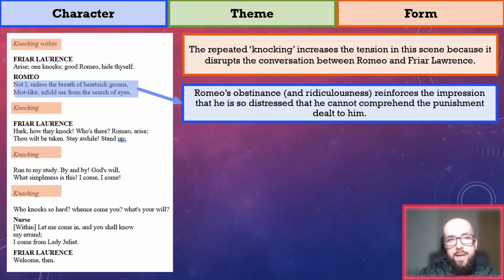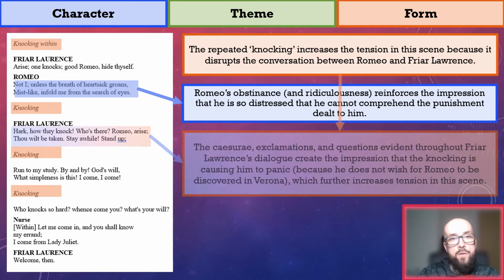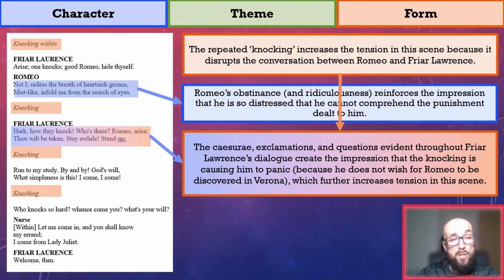Now, as the knocking occurs, we see a shift in Friar Lawrence's dialogue, which suddenly contains frequent caesurae, exclamation, and questions. This suggests that the knocking is causing him to panic because Romeo cannot be found in Verona, which only increases the tension of this scene further.